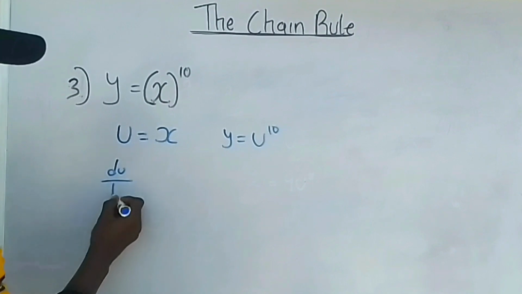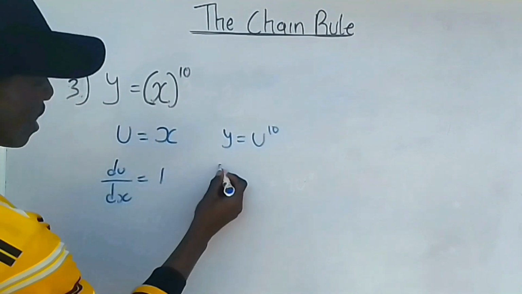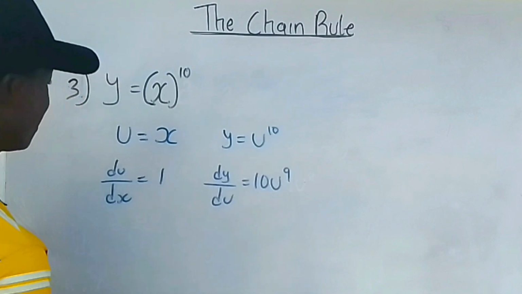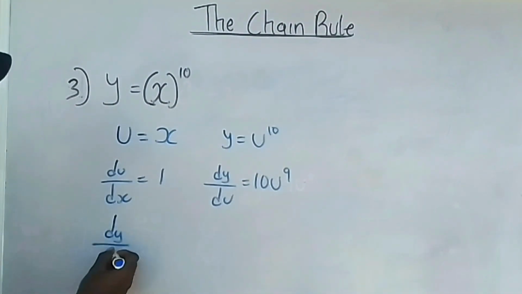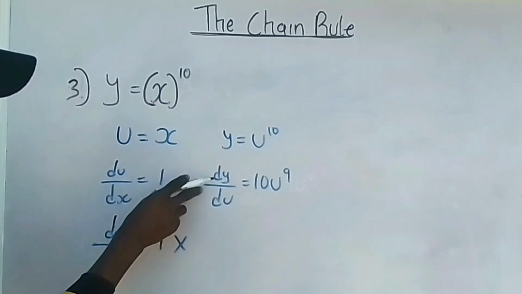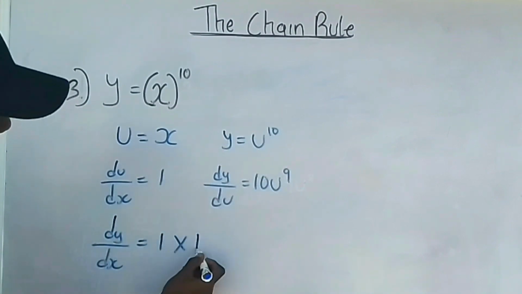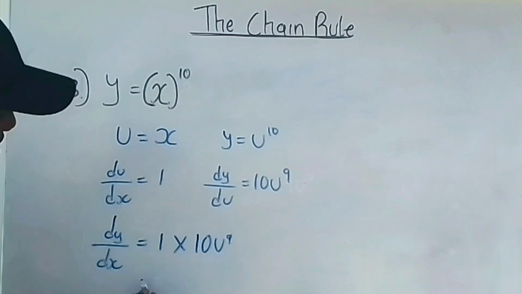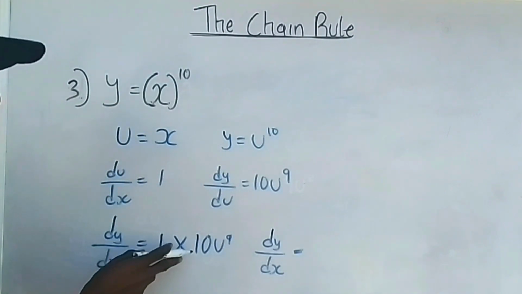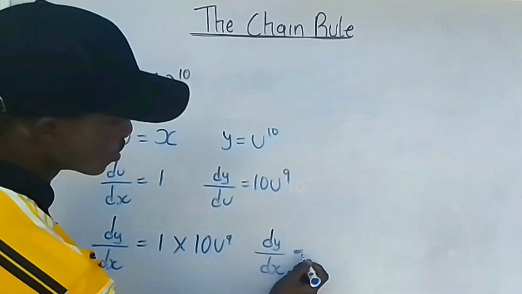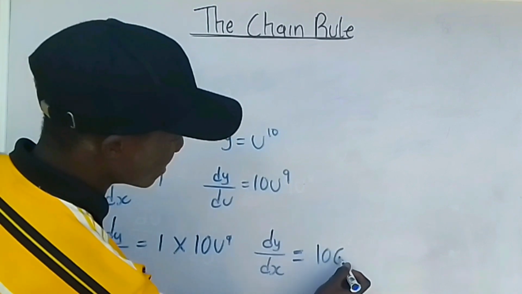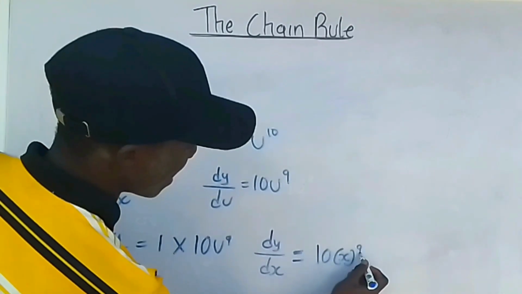The du/dx, don't forget, it will be 1, and dy/du equals 10u^9. The dy/dx equals du/dx, which is 1, multiplied by dy/du, which is 10u^9. That is 10u^9. So substitute the value of u equals x. In that case, I'm going to have 10 into bracket x^9.